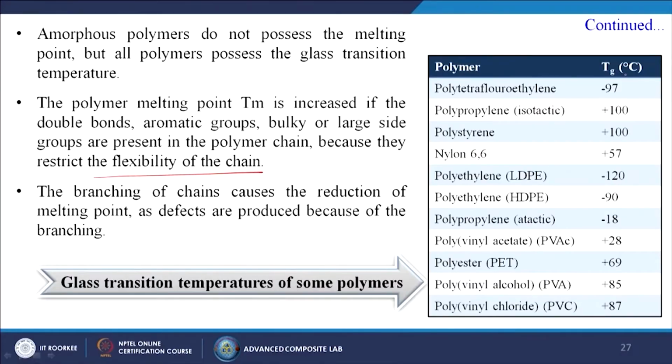So, generally the glass transition temperature of some polymers, as I told: polytetrafluoroethylene is minus 97 degrees centigrade, polypropylene 100 degrees centigrade, polystyrene 100 degrees centigrade, nylon 66 is 57, polyethylene LDPE is minus 120. So, these are the different glass transition temperatures for the elastomers and the polymers.